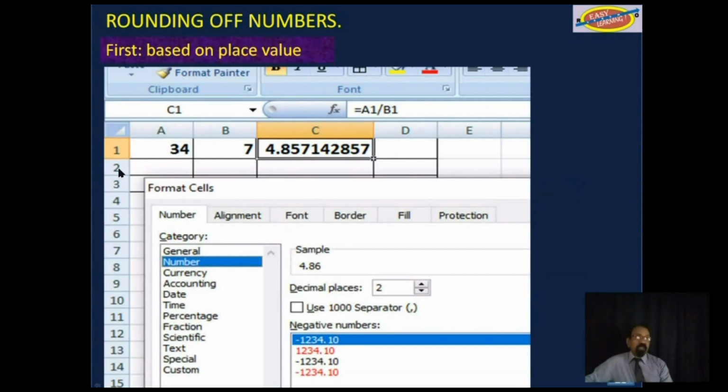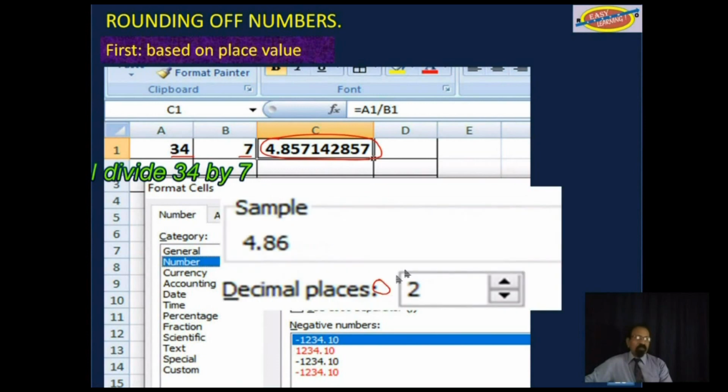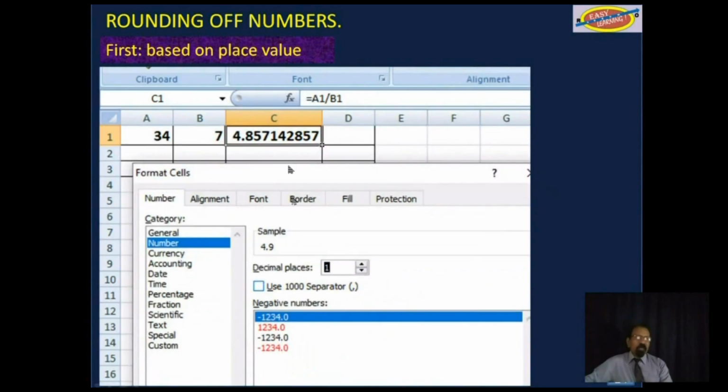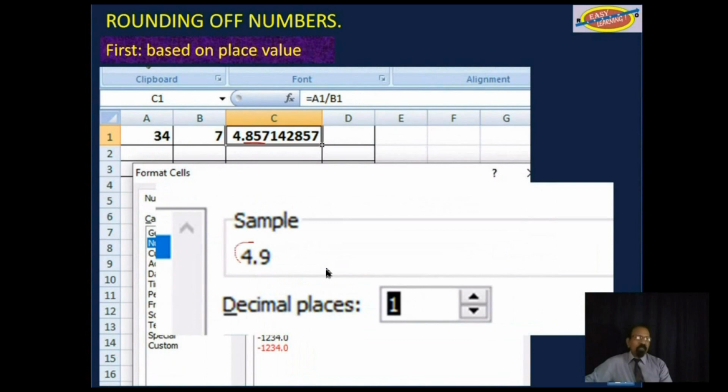This is Microsoft Excel. I divide 34 by 7, and I get this answer here, and I ask to round it off at 2 decimal places, and it gives me 0.86. So it took that 7 and increased that by 1. Same number, 1 decimal place, it says 4.9. So evidently it took this 5 and added 1 to that 8 to give us 9.